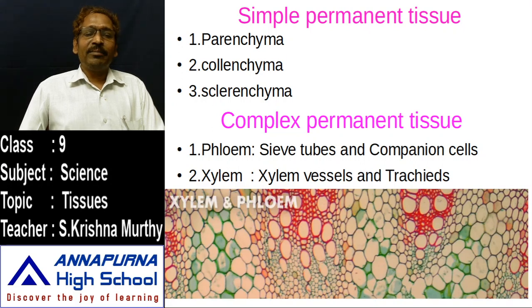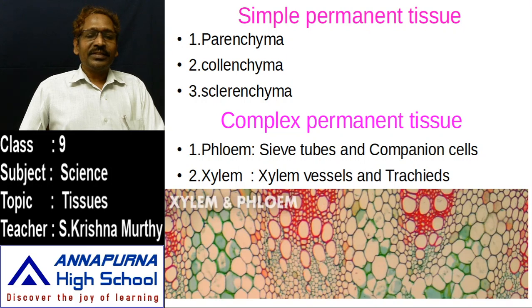One is parenchyma, collenchyma, sclerenchyma. What are these three? These three are simple permanent tissues. The permanent tissues are divided into two groups. One is simple permanent tissue, another one is complex permanent tissue. Simple permanent tissues are again divided into three groups. One is parenchyma, another one is collenchyma, and the third one is sclerenchyma.